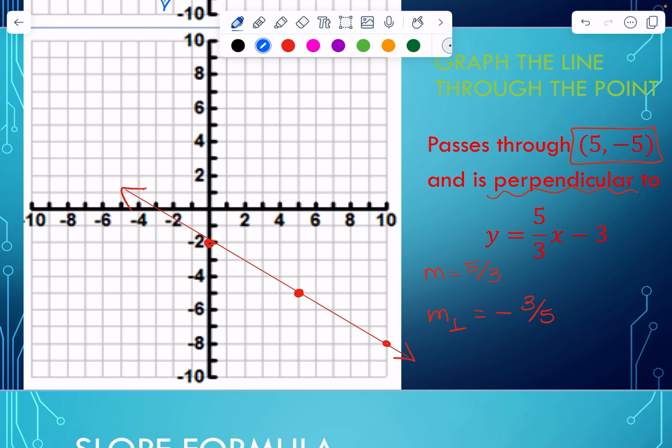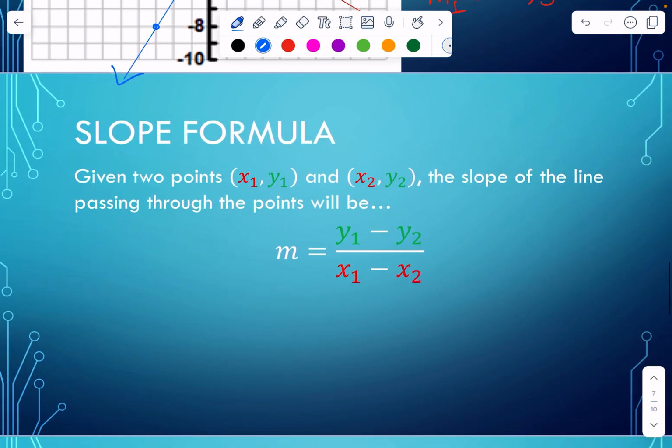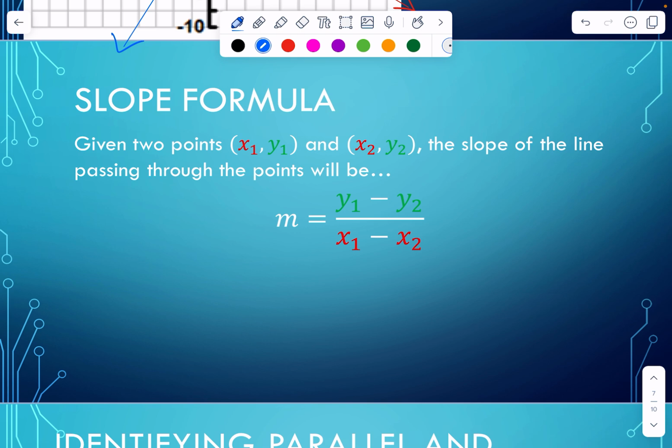If we want to double check ourselves, my slope of my original is 5/3. My y-intercept is -3. So I could come in here at -3. From there, I'm going to go up 5, right 3, and again up 5, right 3. I can connect those, make that line nice and straight, and you will notice they are coming in there at a right angle, making them perpendicular. Okay?